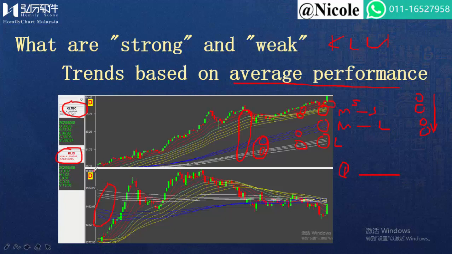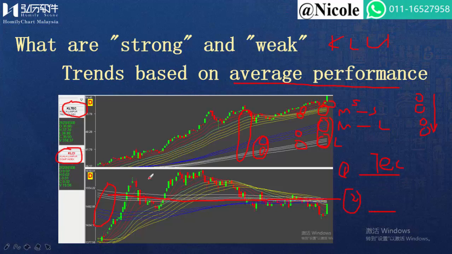So actually, if we see the KLCI, we cannot see the blue color above the white color now, so it is still in a long-term downtrend currently. And if we see technology, we can clearly see the blue color is above the white color. So for KL technology, this index is in a long-term uptrend now. So in the long term, which one is stronger? Technology, right?